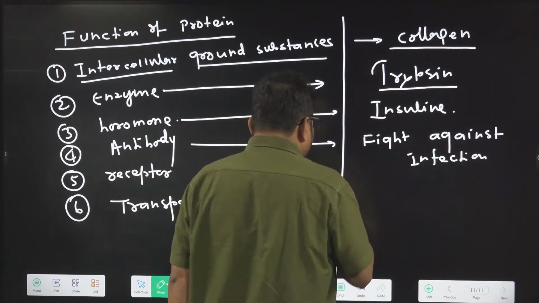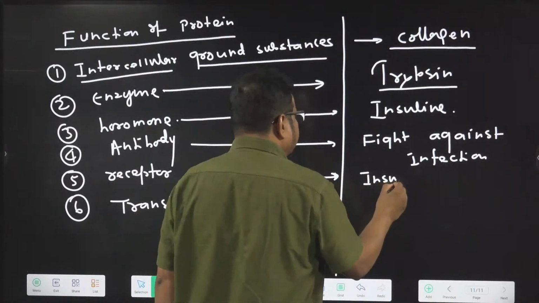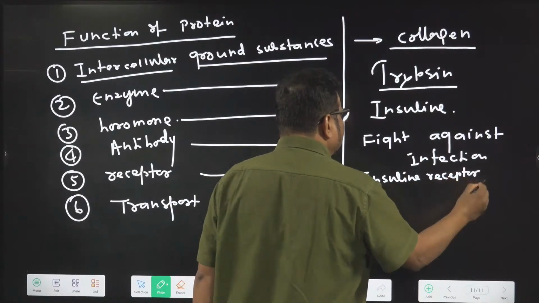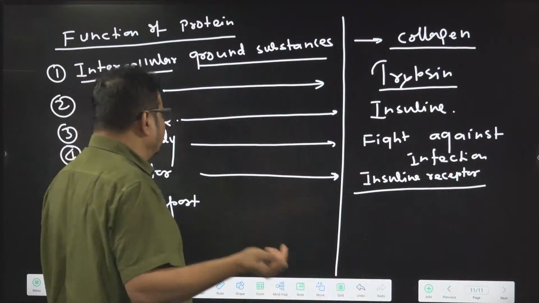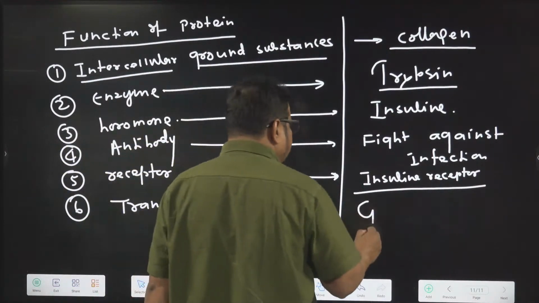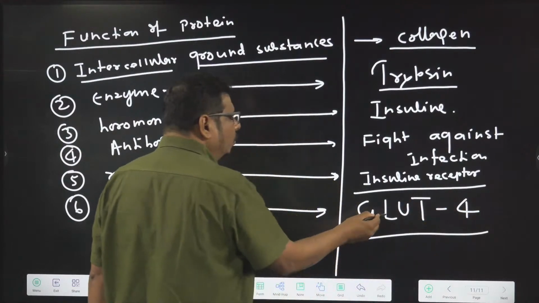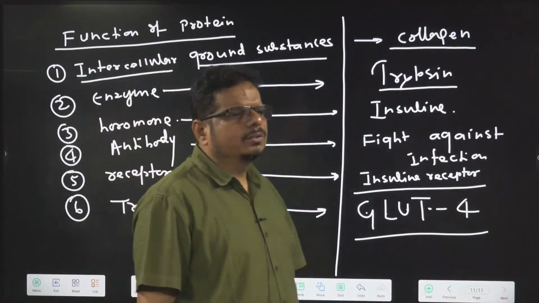So if we talk about the receptor, you can say insulin receptor. Insulin receptor is made up of which one? Protein. With which does it bind? Insulin binds. Able to understand? Transport: protein has a role in transport. A very good example is GLUT4, the glucose transporter 4 protein. It has a role in transport of glucose.